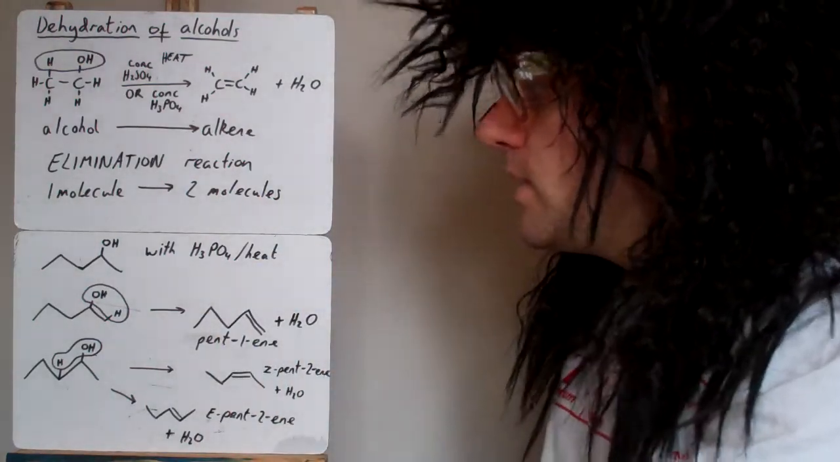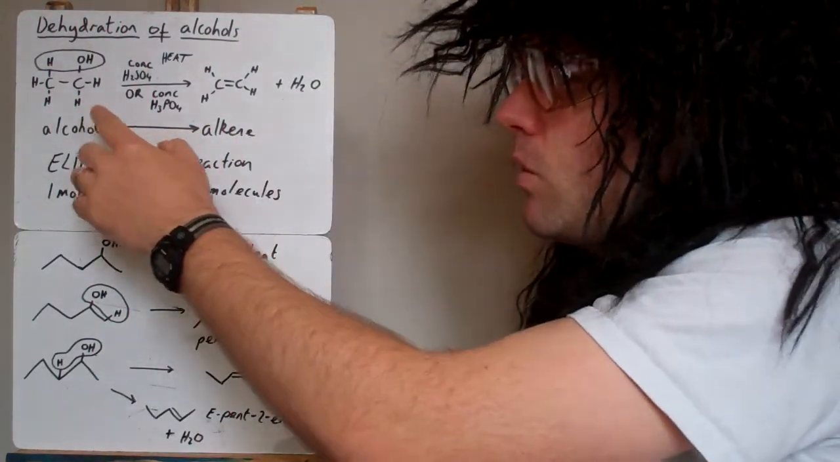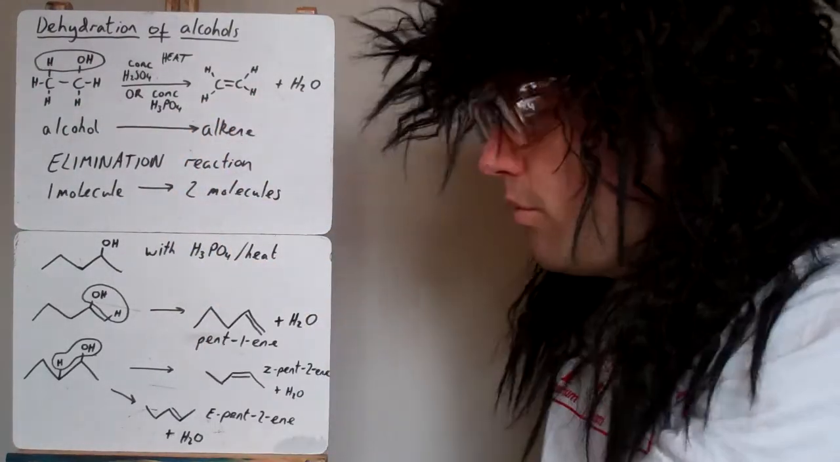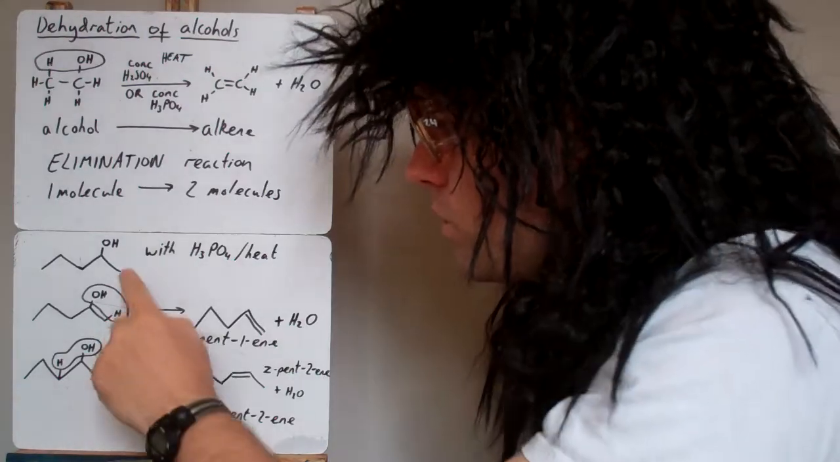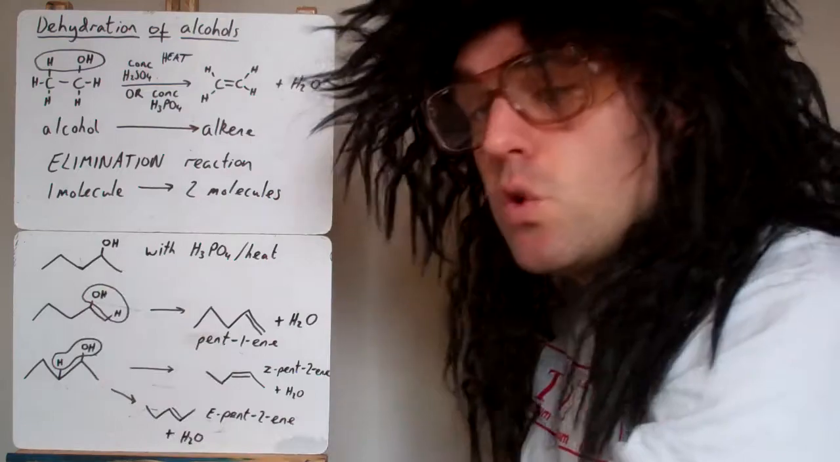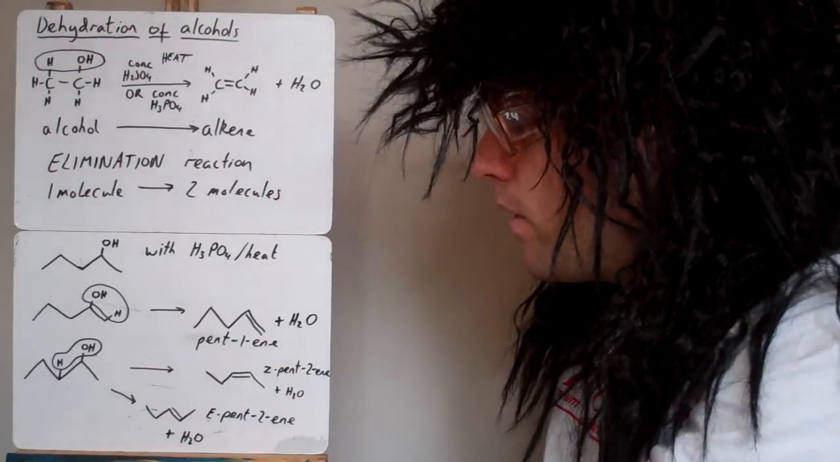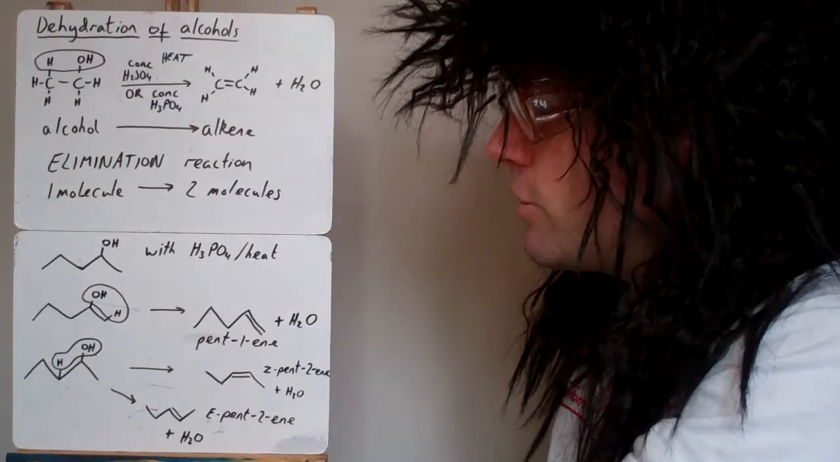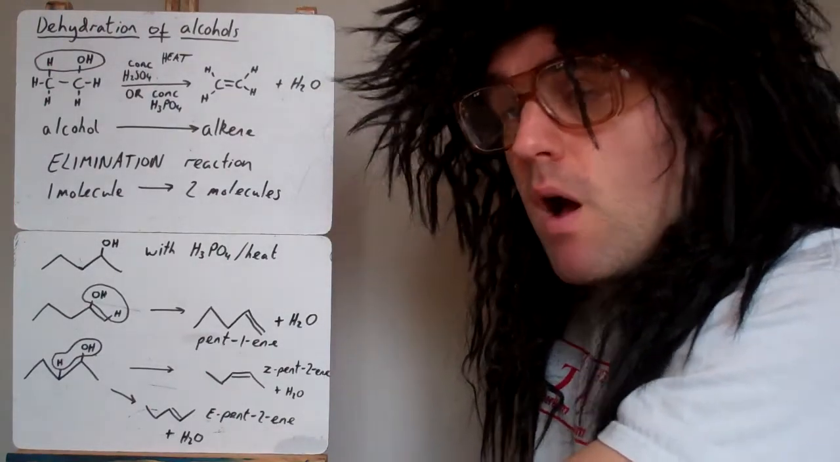Right, so let's have a look at an example. That's quite a simple example. You only have to get one product of that. Okay, here's an example where you can get more than one product. Here we've got pentan-2-ol. Now, when the OH is removed, it's going to remove a hydrogen as well, and that hydrogen has to come from the neighbouring carbons.